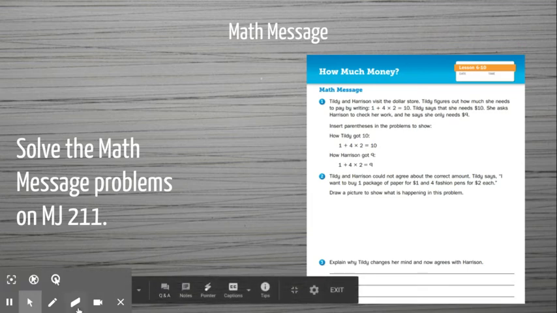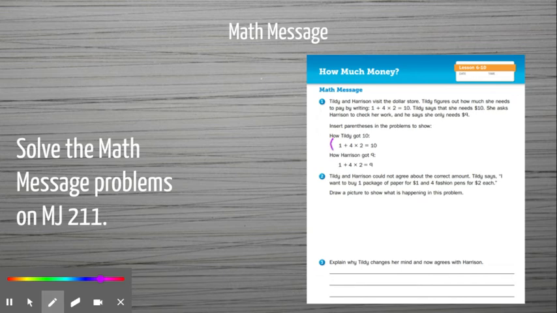I'm going to need to try to put my parentheses in a couple different ways. So if I put my parentheses around the first part, 1 plus 4 is 5. And then I can do 5 times 2, that equals 10. So I do need to put my parentheses around the 1 plus 4. Now, let's see if we can figure out how Harrison got 9. I'm not going to put it around the 1 and the 4, so maybe the 4 and the 2. So I solve that first. 4 times 2 is 8. 8 plus 1 is 9. So for Harrison, we had to put the parentheses around 4 times 2.